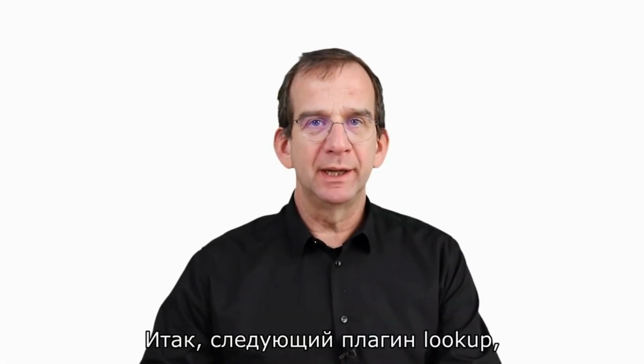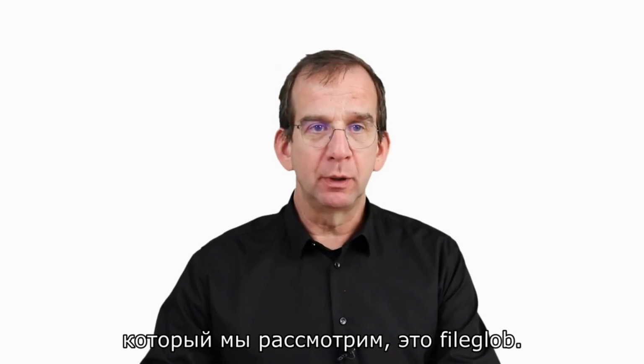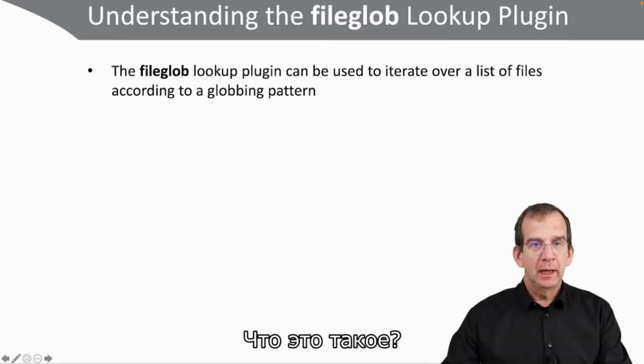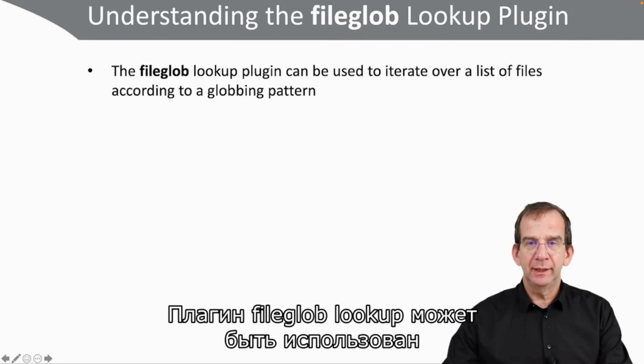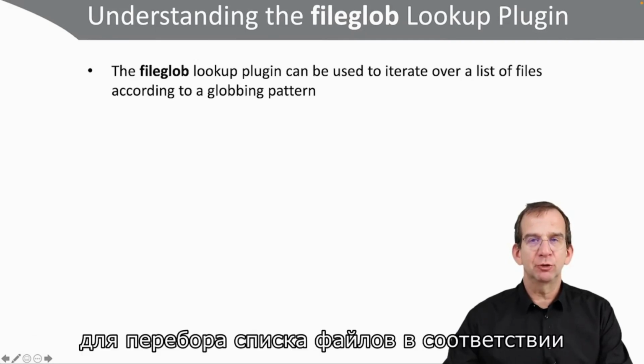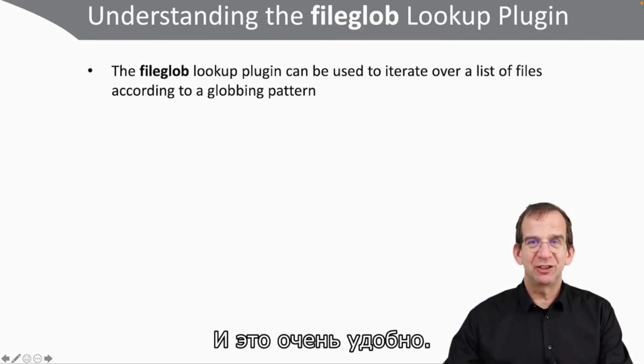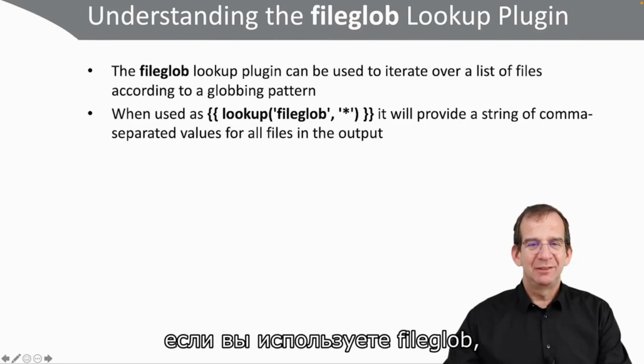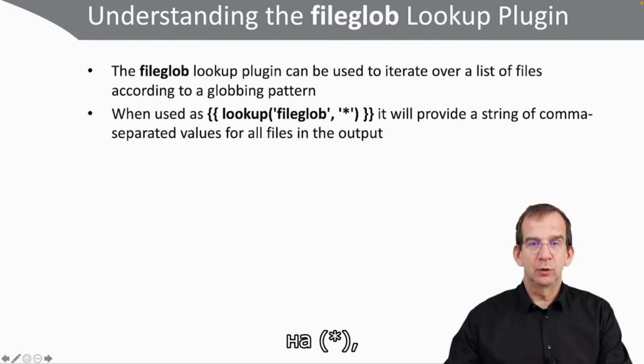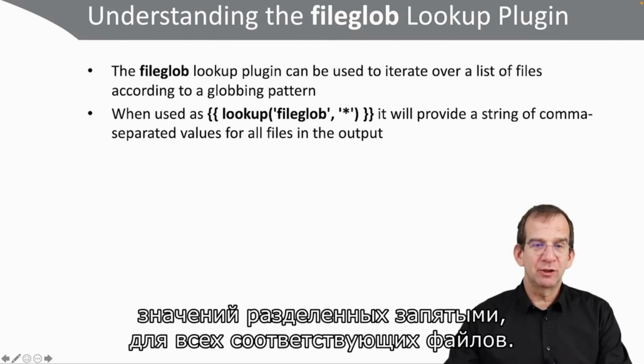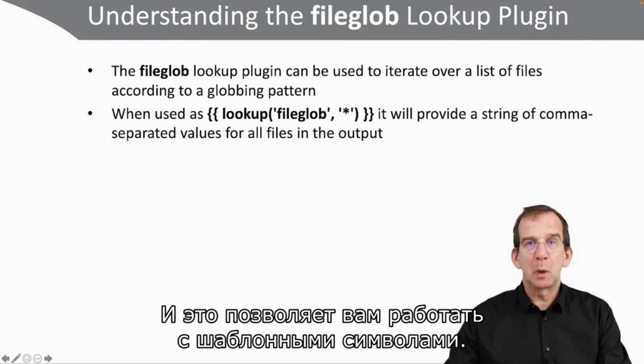So the next lookup plugin that we are going to explore is fileglob. What is this about? Well, the fileglob lookup plugin can be used to iterate over a list of files according to a globbing pattern. And that's indeed very convenient. If you use fileglob on a star between single quotes, then it will provide a string of comma-separated values for all files in the output. And that allows you to work with wildcards.